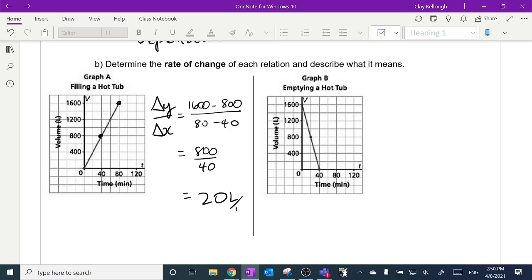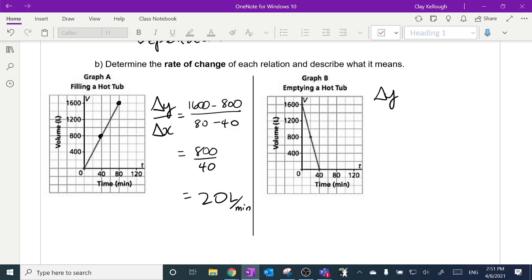Liters per minute. How many times in the sciences have you seen a unit that's actually 2 other units divided by each other? That's because it's a rate, and that's because it's really the slope of a linear relationship, like kilometers per hour, meters per second. Okay, graph B, let's try this one.